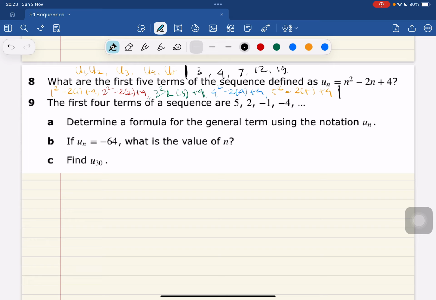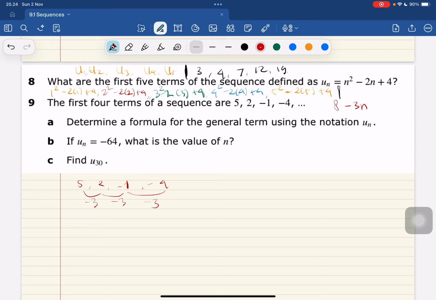Determine the formula for the general term. Okay, we will check from here. So 5, 2, minus 1, and then minus 4. Let us find the difference. So this is minus 3, okay, minus 3. So this will be minus 3n. So minus 3n, and to make it 5, it's going to be plus 8. So this is the formula.